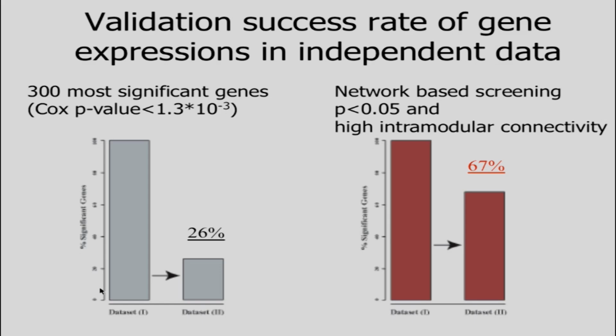Unfortunately, genomic studies often have very poor validation success, right? You have one data set, you find very significant results. In the next data set, they don't validate. For example, if you use the 300 most significant genes in the first data set and ask how many of them validate in the second data set, only 26% of them validated, which tells you why gene expression data and genomic data have a bad name, things don't validate. However, if you focused on hubs in the Brown module, 67% validated.